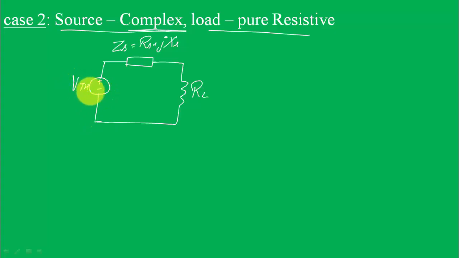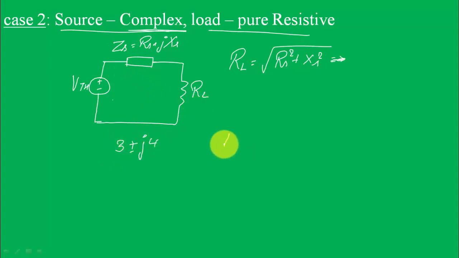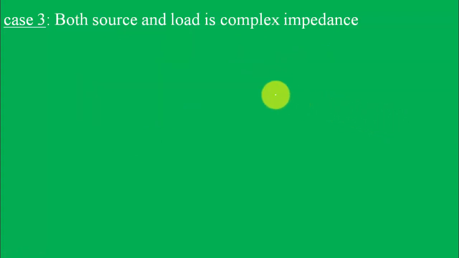Now what is the condition on RL with respect to ZS, or with respect to the source impedance? The condition is RL equals the square root of RS squared plus XS squared. If the source impedance is 3 plus or minus J4, what is the condition on RL? RL should equal the square root of 3 squared plus 4 squared, that is real squared plus imaginary squared, which is the square root of 25, which equals 5 ohm. Able to follow? Let me consider case 3.